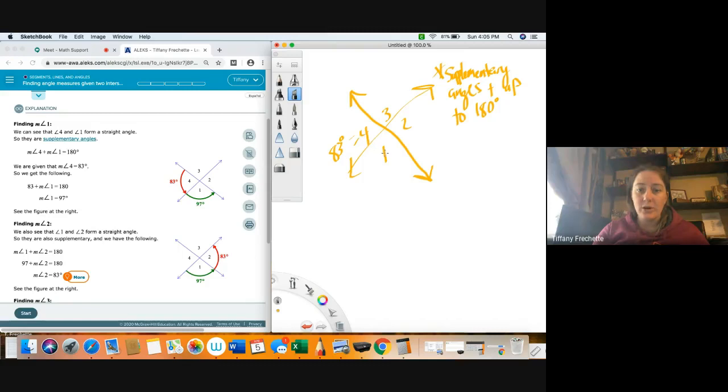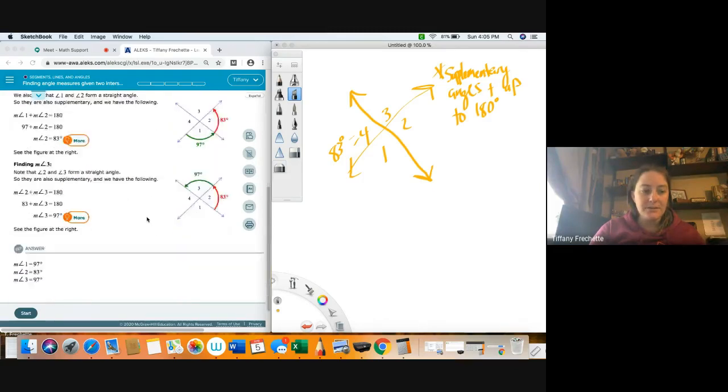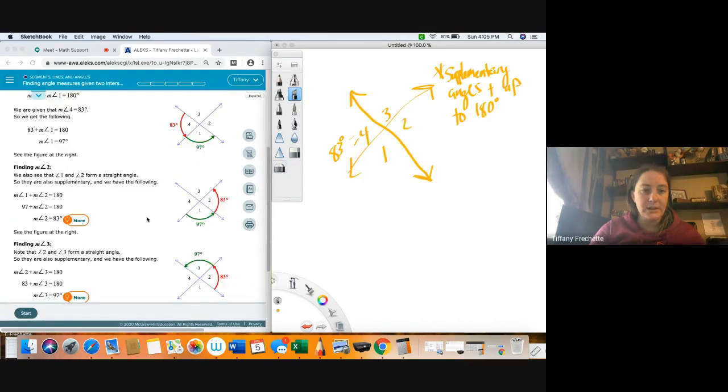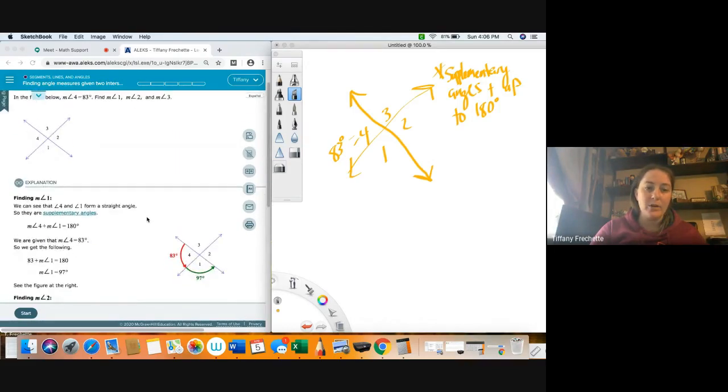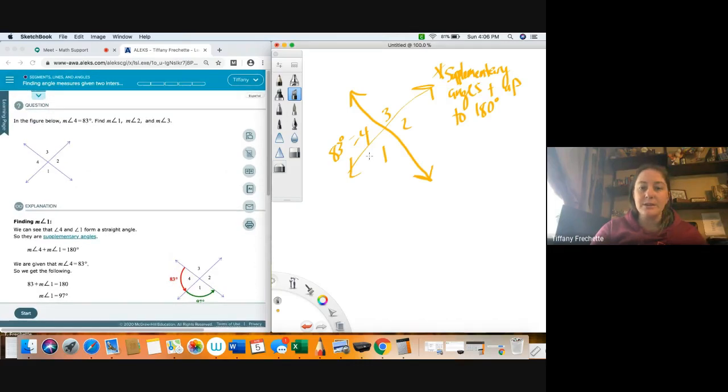So 4 and 1 are supplementary. 4 and 3 are also supplementary. They are on a line. Lines are also 180 degrees. So the other thing they want you to do, I think they want you to do supplementary all the way across, actually. So we will practice this one all the way around. So this is the one that they want us to use. So first they want us to go around in order, going to each one to find the angle.